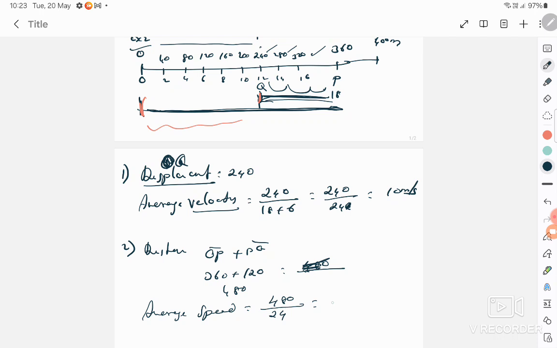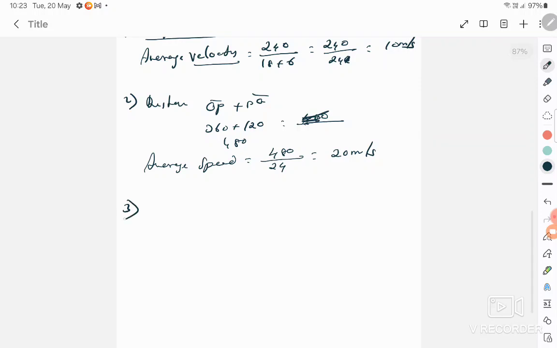So you can just calculate this. This will be 20 meter per second. So that's about this. And let's go to the next question.